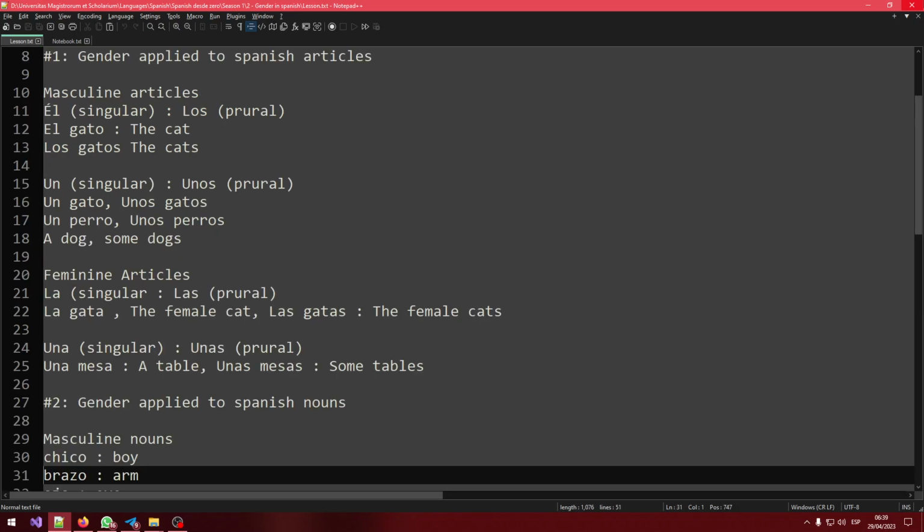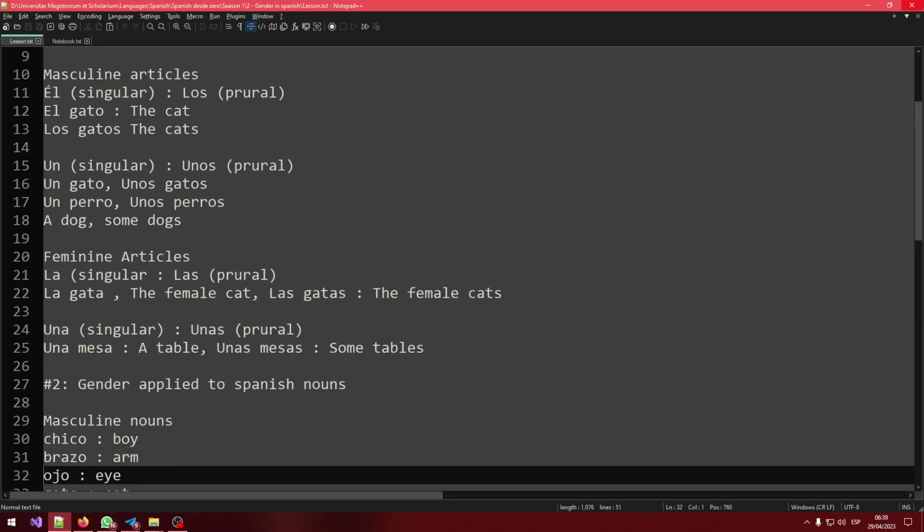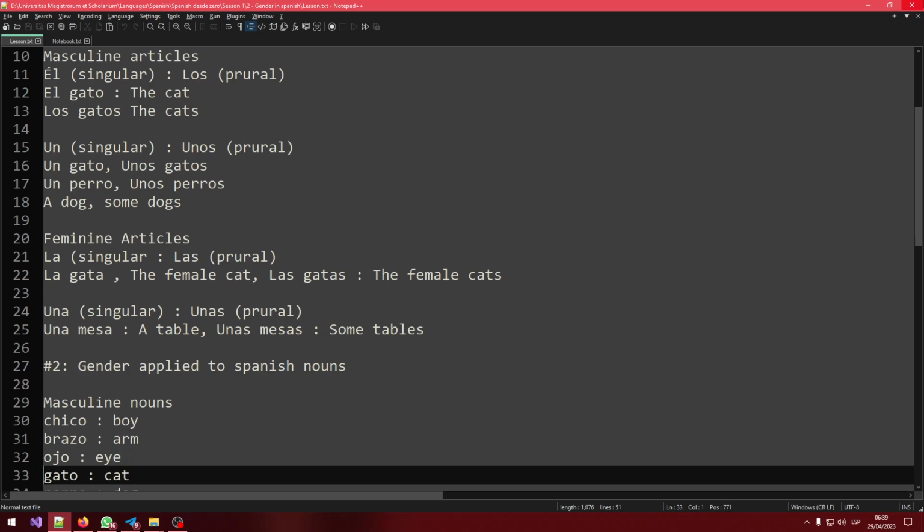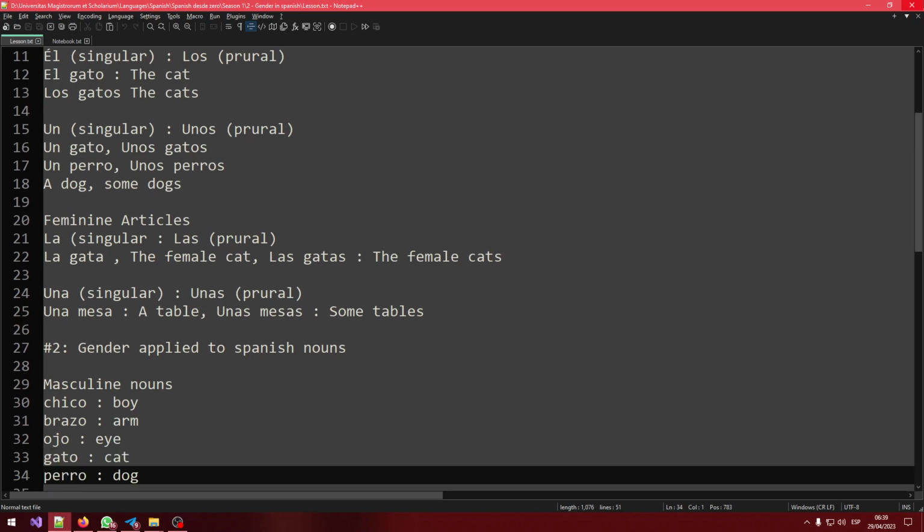Okay, let's continue. Ojo, eye, another masculine noun. The plural would be ojos. Gato, of course, we saw gato before. Cat. Perro, dog.